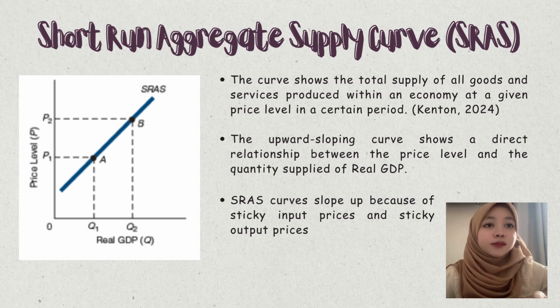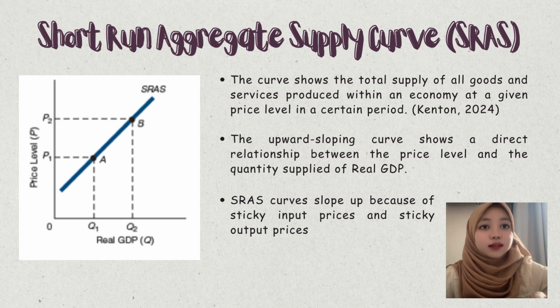It means the total supply of all goods and services produced within an economy at a given price level in a certain period. The curve is upward sloping, showing a direct relationship between the price level and the quantity supplied of real GDP. Short run aggregate supply might look a lot like a supply curve in a product market, but some key differences make short run aggregate supply different from supply.